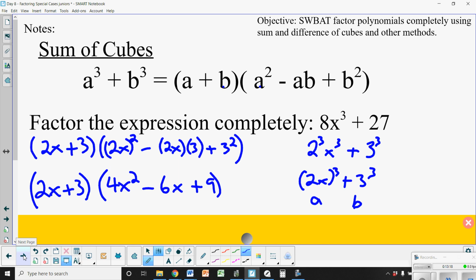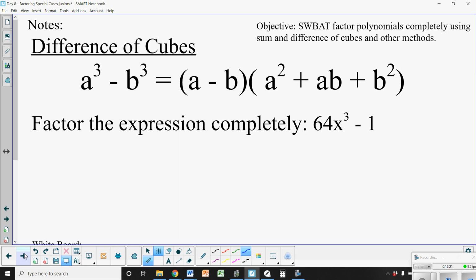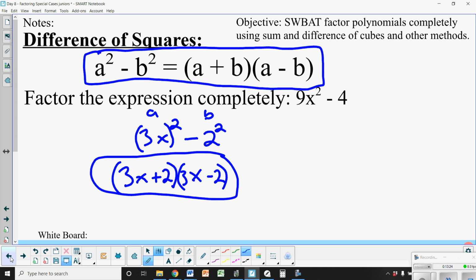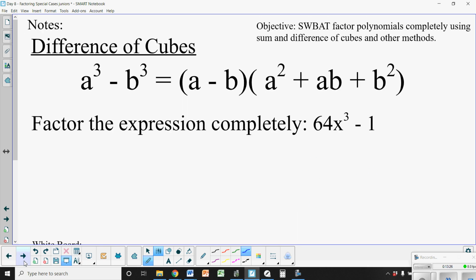So those are our 3 things we're going to be looking for. We already did difference of squares, sum of cubes. Now difference of cubes. Notice that this one, we have a similar idea. So we have a cubed minus b cubed. Now it's a minus b, and then a squared plus ab plus b squared. If you look at this closely with the sum of cubes, the only difference is this plus sign and this minus sign change spots. Otherwise, they're really the exact same thing. And I'm going to erase this part here. So let's look at this next one. So we have 64x cubed.